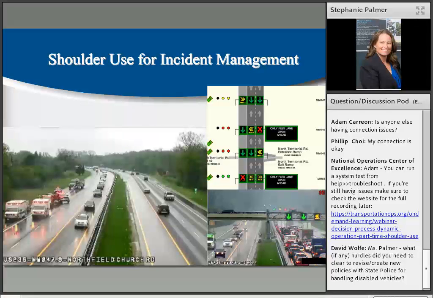And you can see the drivers actually have been very compliant. They move over and use the shoulder. And so that's another way that we're using our shoulder for incident management.